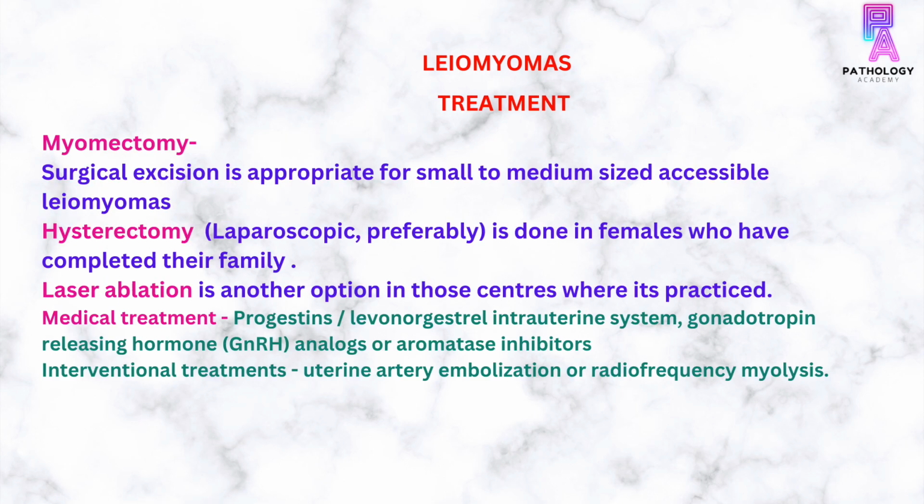Coming to the treatment part of leiomyoma. Generally, myomectomy or surgical excision of the leiomyoma is appropriate for small to medium sized accessible leiomyomas. Hysterectomy, preferably laparoscopic, is done in females who have completed their family. Laser ablation is another option in those centers where it is practiced.